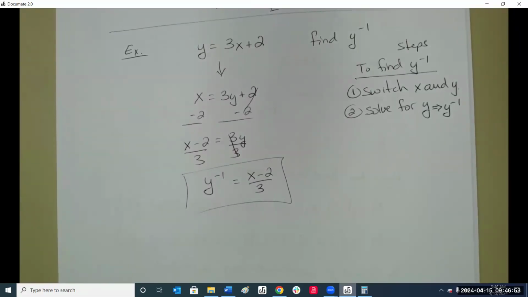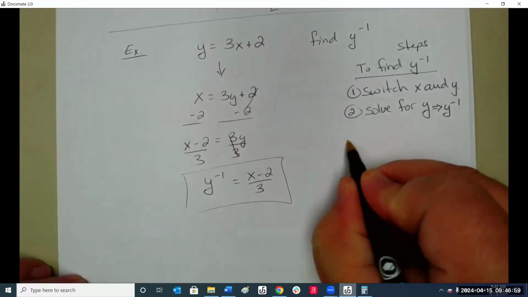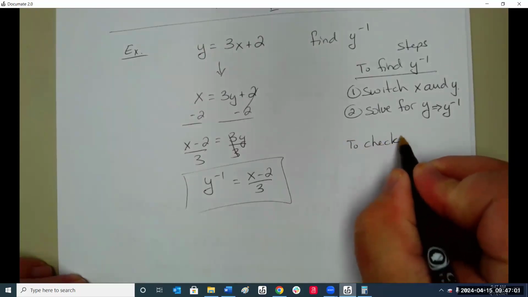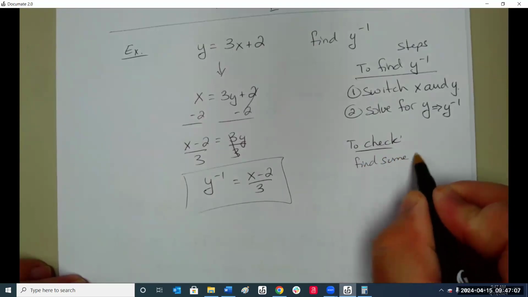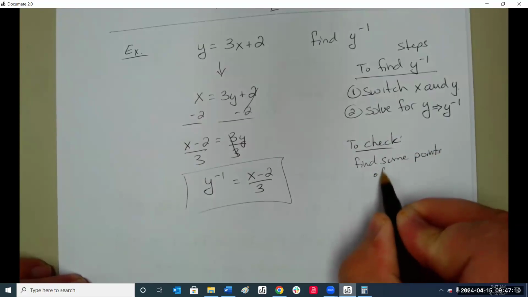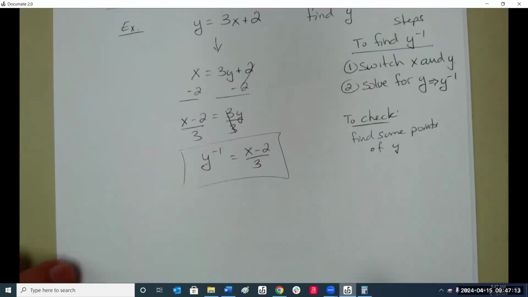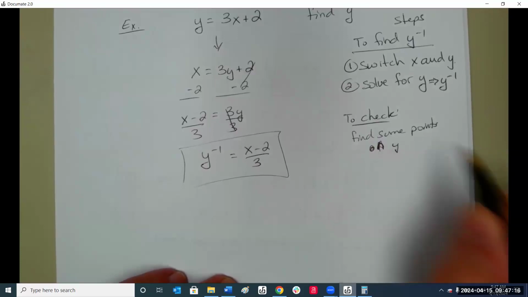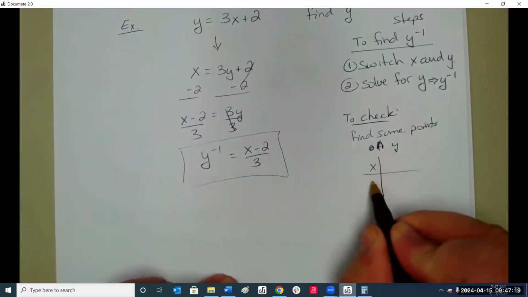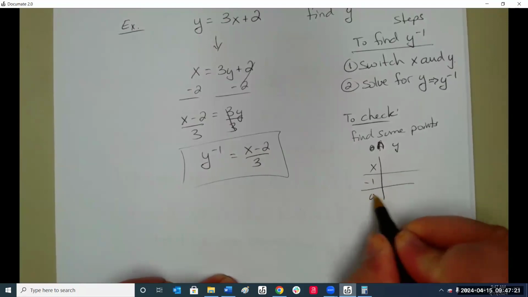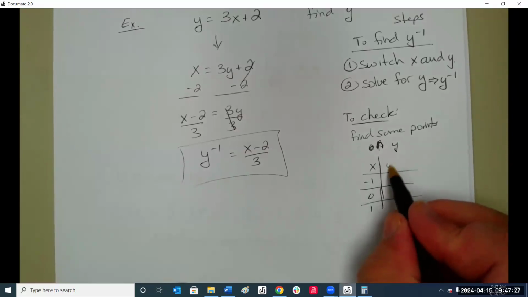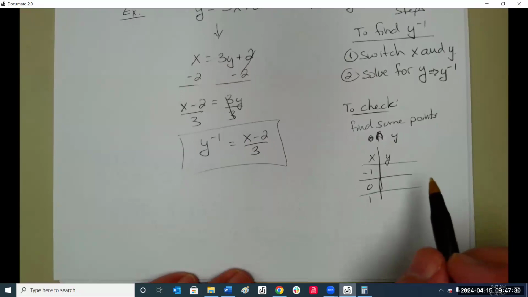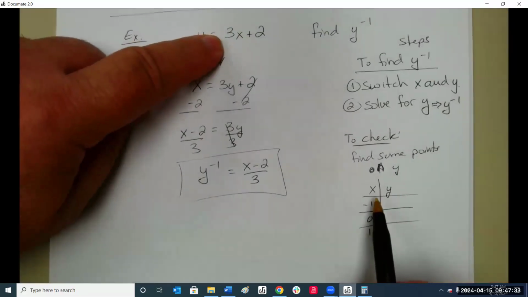How do we check it right now? Well, to check, we can find points. The points on y. So for example, let's create a chart. Let's try -1, 0, and 1. So if I put -1 inside my original function, what do I get?